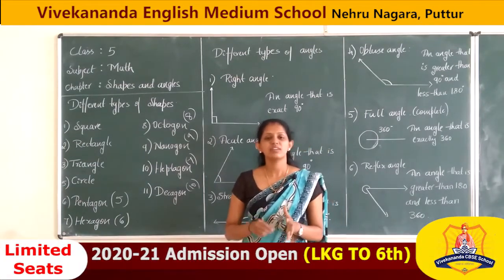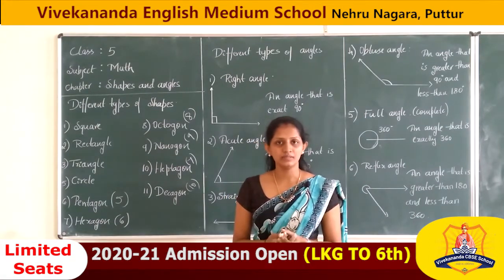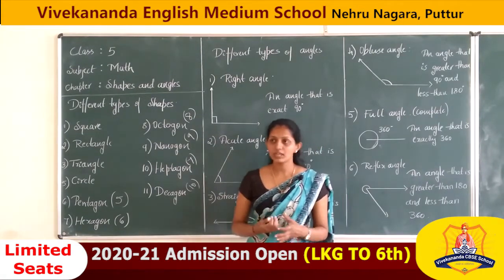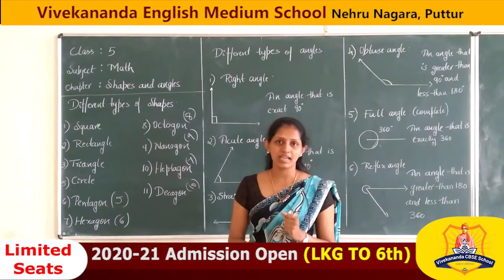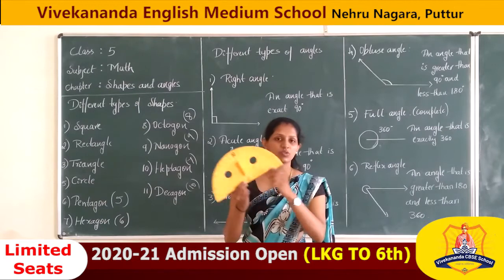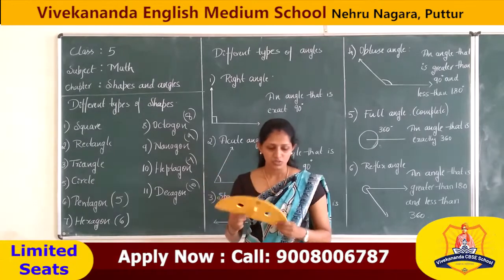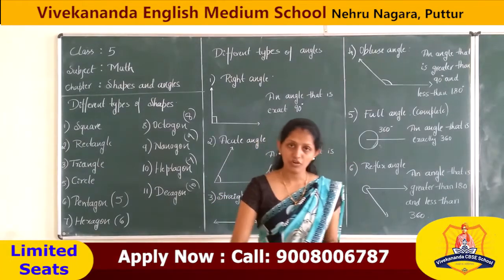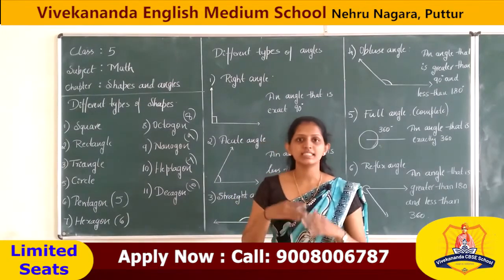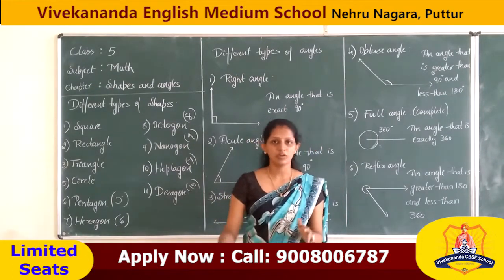In the last class we learnt about angles. So how do we measure an angle? We need one device to measure an angle, correct? Without any device we can't measure an angle, correct? So we are using a protractor, okay? We use a protractor to measure any angle. Before going to measure any angle, we have to learn the basic different types of angles, okay?